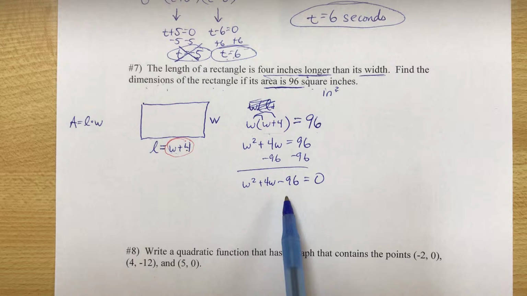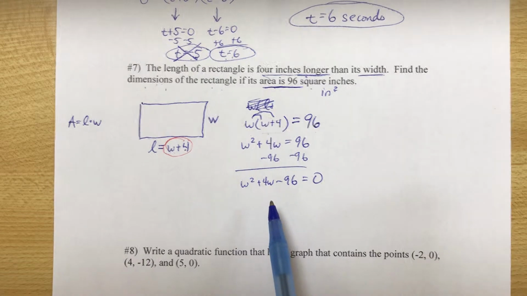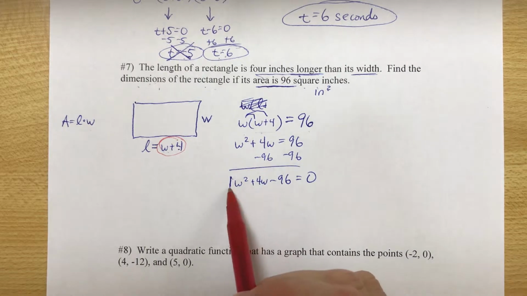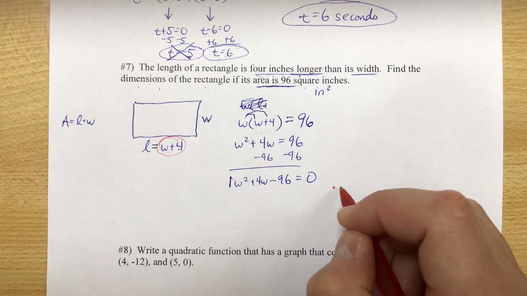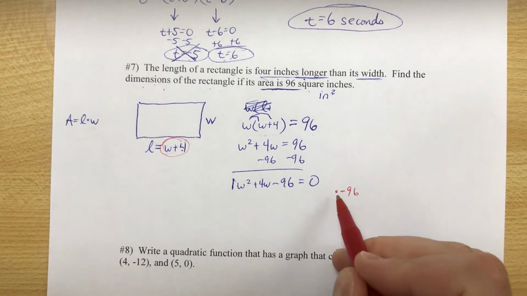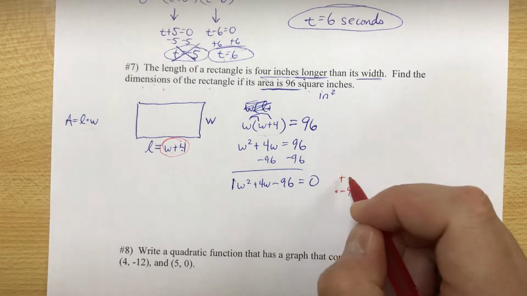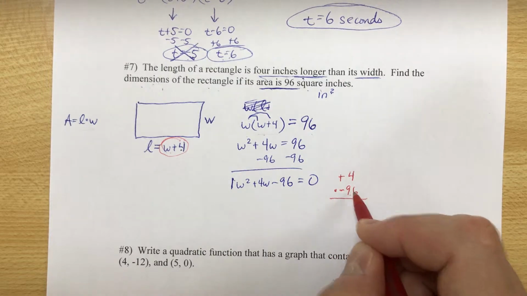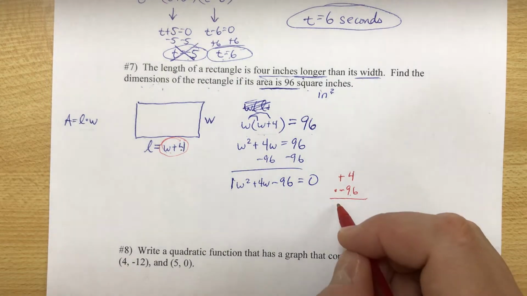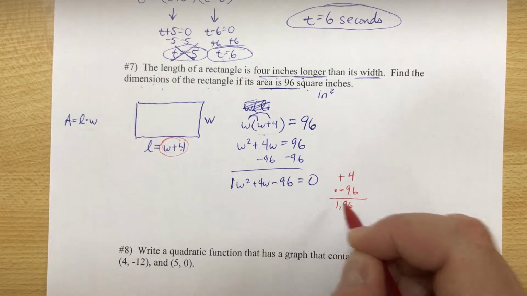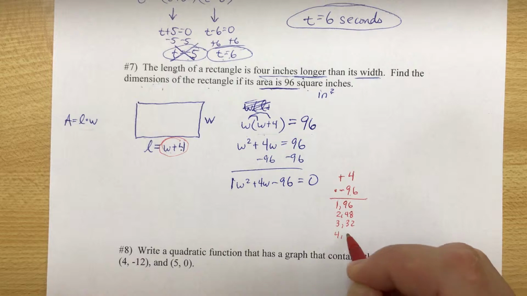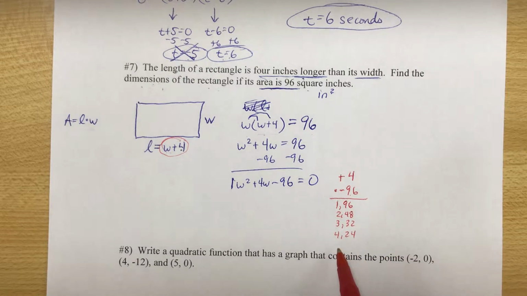Well, how do we solve a quadratic equation? Let's try to factor. It's a 1W squared. So on the side, 1 times negative 96 is negative 96. So what multiplies to negative 96 and adds up to 4? 96 has a lot of factors. 1 and 96, that's too far apart. 2 and 48, 3 and 32, 4 and 24. 5 doesn't work.